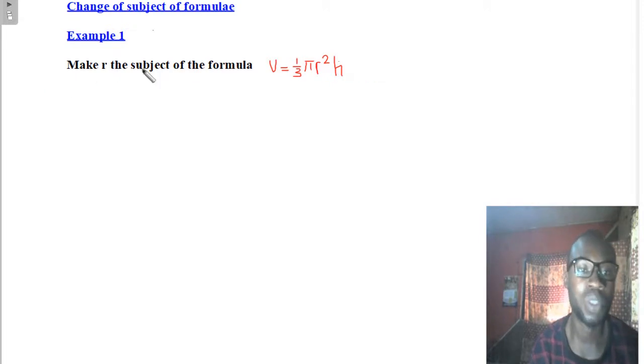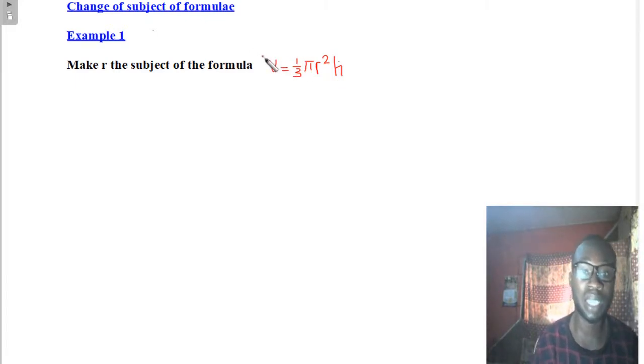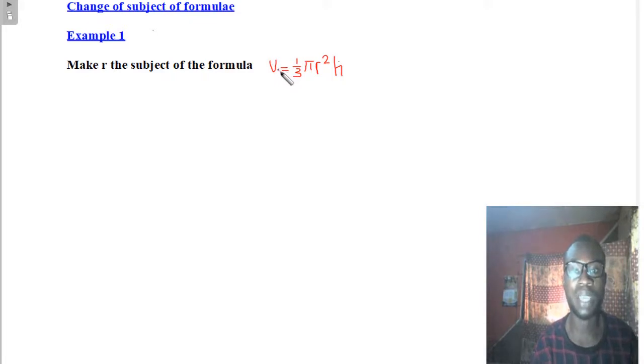Now what do we mean by the subject of a formula? The subject of a formula is the letter that is standing alone. Here, can you see? In this equation, V is the subject of the formula, reason being that V is the letter that is standing on its own from others. So we have our V on the left hand side of the equation, standing alone on its own.